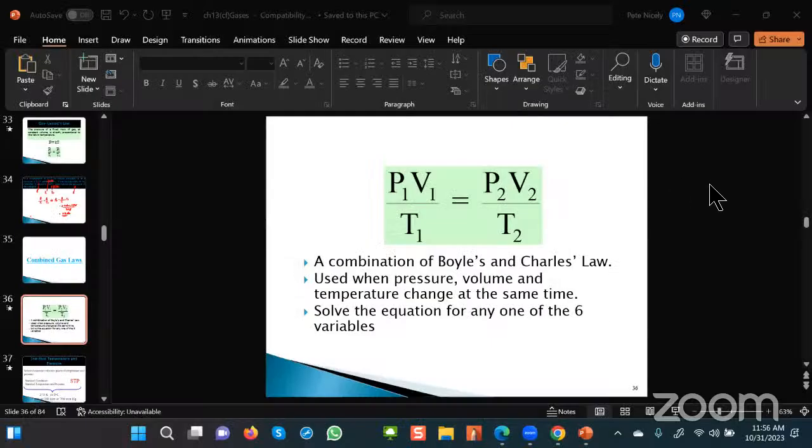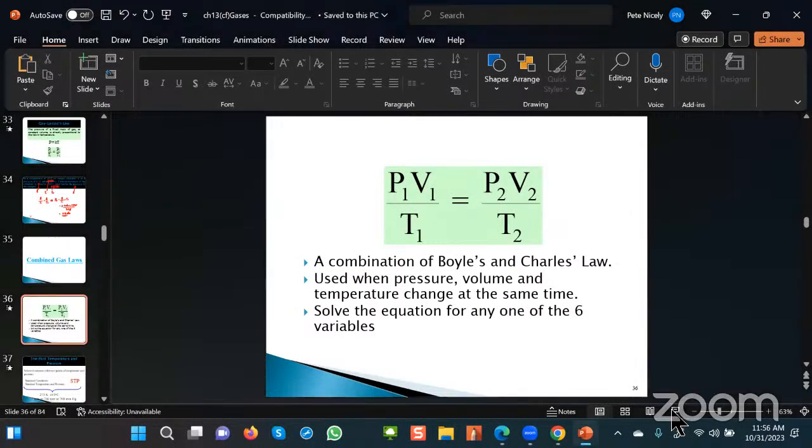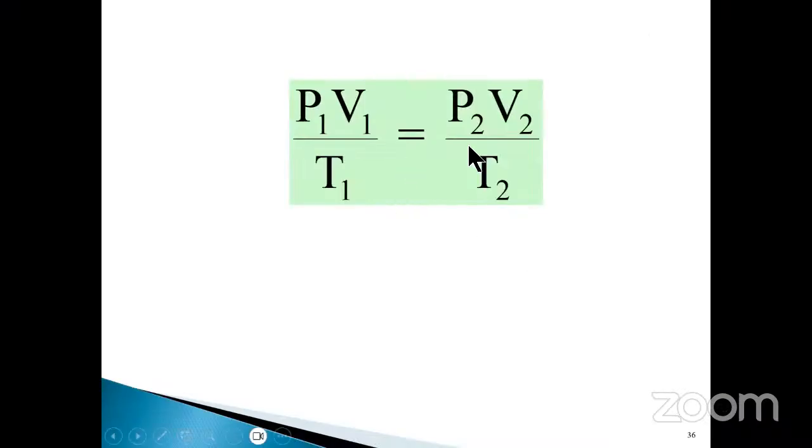Okay, so the next law is a combination of the laws that we have just discussed. Okay, so the next law is actually literally called the combined gas law, and that's because it combines basically the relationship between the pressure, volume, and temperature of a gas, right?